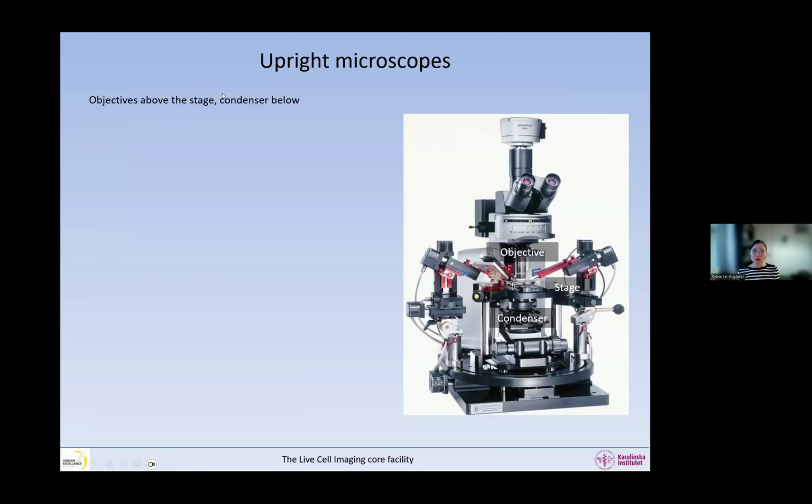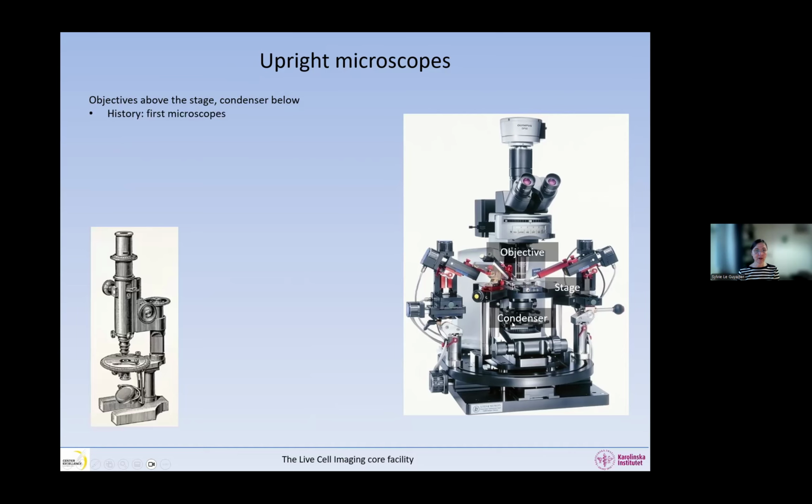So these are upright microscopes. Let's see what they are. The objective is above the stage and the condenser is below, right? This is what we said before. So why do people use upright microscopes? There's a historical reason. These were the first microscopes. They were designed that way. So some things have sort of stayed behind. But also it's useful if you have a very thick sample and you want to image the top and you can't flip it. So it's a quite special application.